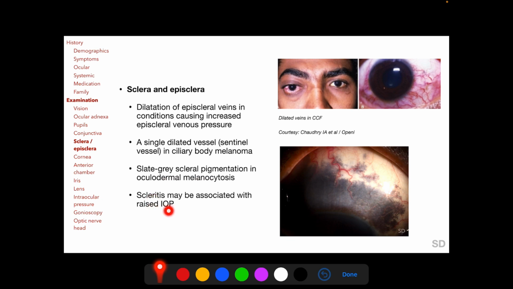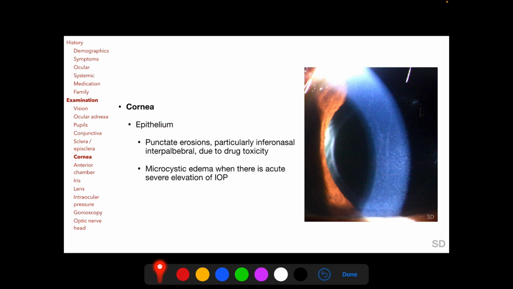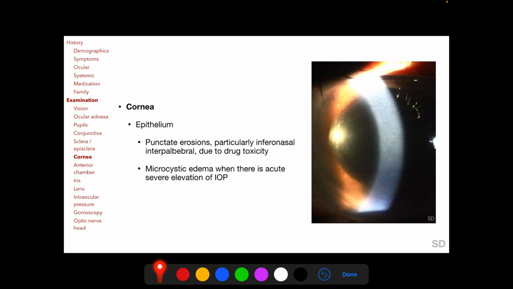with raised intraocular pressure. The epithelium of the cornea can show punctate erosions as seen here in this photograph due to drug toxicity, and these punctate erosions are particularly found in the inferonasal interpalpebral region of the cornea.